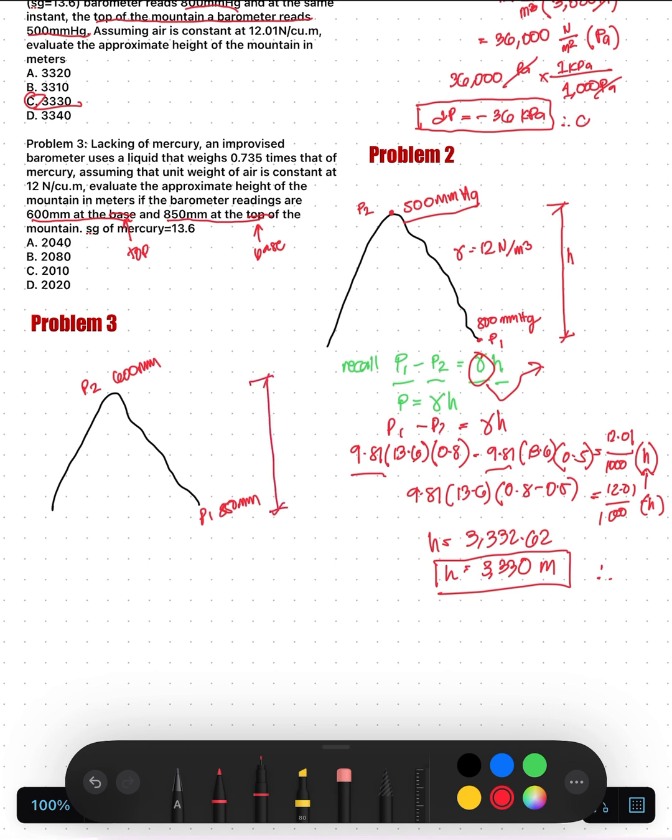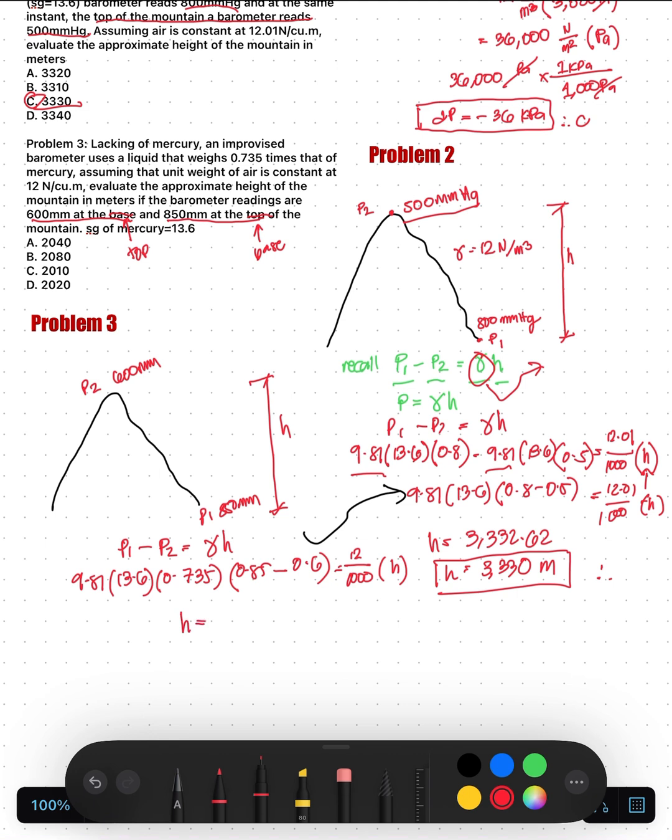So using the same formula, P sub 1 minus P sub 2 is equal to unit weight times height. P sub 1 is 9.81 times 13.6, the unit weight of mercury. But since we are using a liquid that is 0.735 times that of mercury, we multiply this by 0.735. To make our solution shorter, since at point 1 and point 2 we are using the same fluid, times at point 1, that is 0.85, at point 2, that is 0.6. It's equal to 12, again divided by 1,000 to make it kilonewton per cubic meter, times the height.